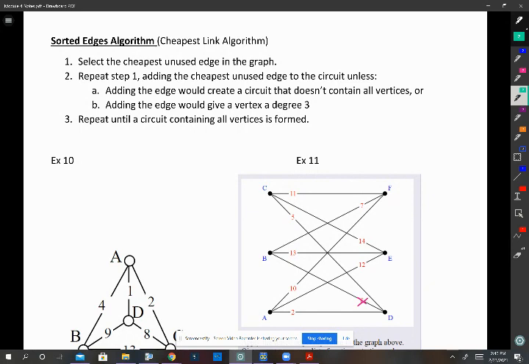And the nice thing about this is it's very similar in the fact that you're trying to do cheapest, but you get to just go the cheapest route, cheapest route, cheapest route until you create a circuit instead of them telling you where to start.